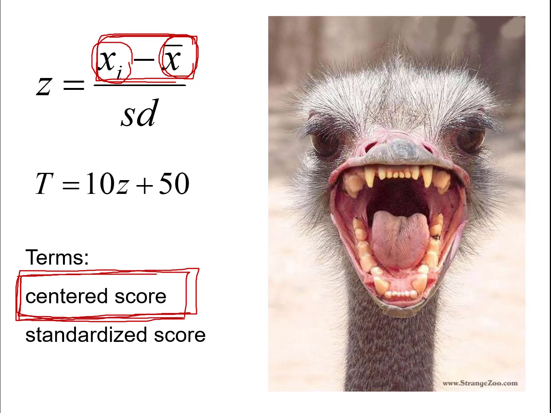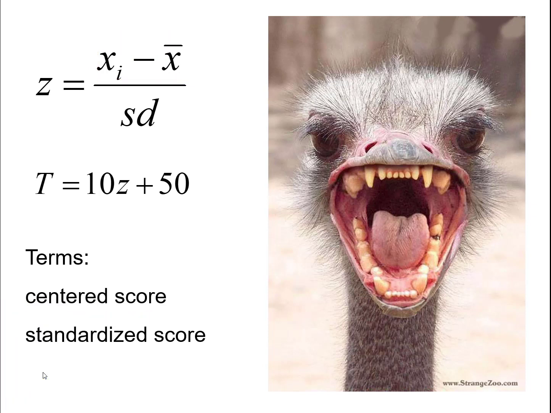Now, recall that this is one of the key properties of a z-score. I mentioned that a z-score is a score that has a mean of 0 and a standard deviation of 1. So to get a scale that has a mean of 0, we simply center the scores.